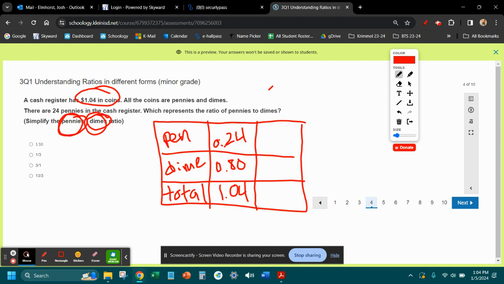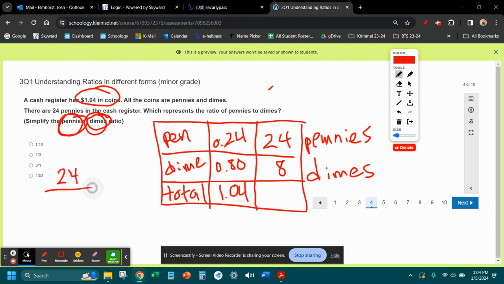All right, now it's asking about pennies and dimes. This is 24 pennies. And then we do a little math reasoning. There's 80 cents, which is going to be 8 dimes. And it says simplify the ratio of 24 pennies over 8 dimes. What can we divide both of these by? You can't divide by 3. You can divide by 2. You can divide by 4. You can also divide by 8.